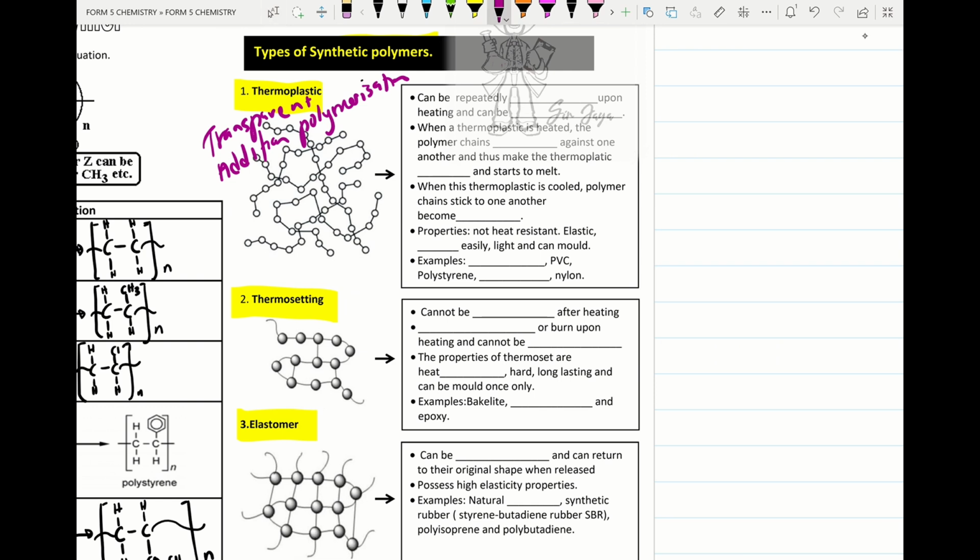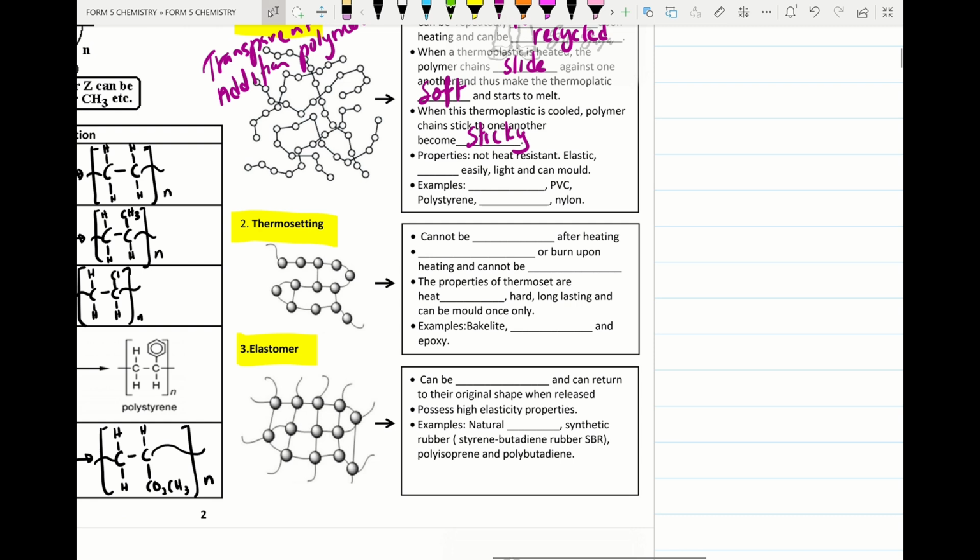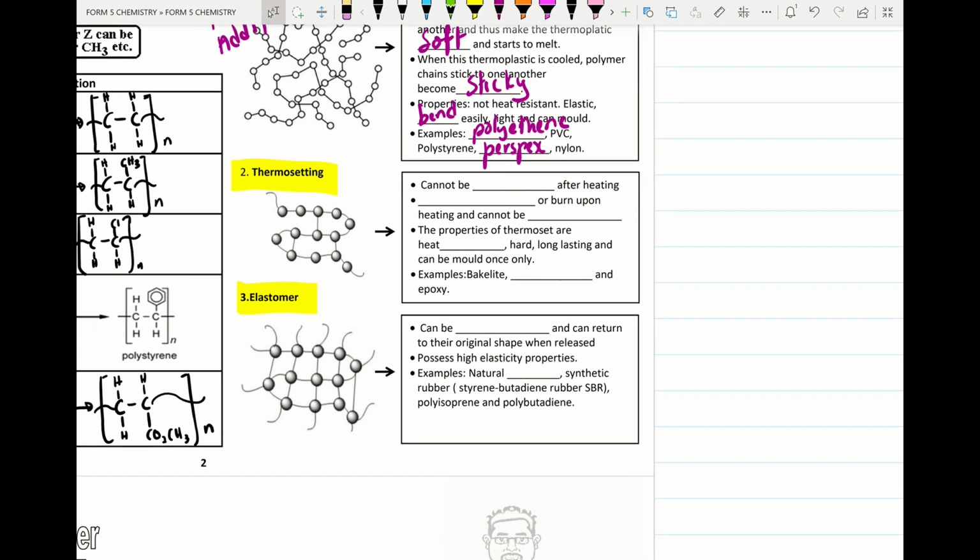Thermoplastic polymer can be remolded many times upon heating, and can be recycled. When the thermoplastic is heated, the polymer chains can slide against one another. Thus, this makes the thermoplastic soft and it can start to melt. When the thermoplastic is cooled, the polymer chains stick to one another. The properties of thermoplastic are not heat resistant, elastic, can bend easily, light, and can be molded. Examples of thermoplastic are polyethylene, polystyrene, perspex, and nylon.